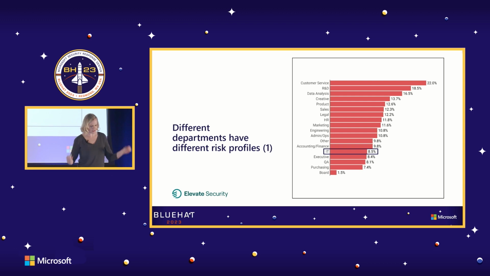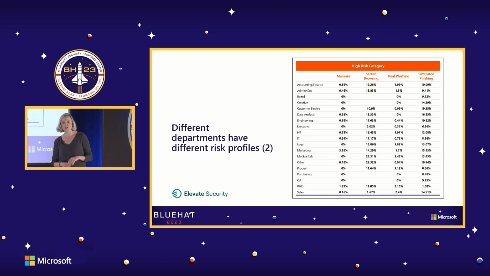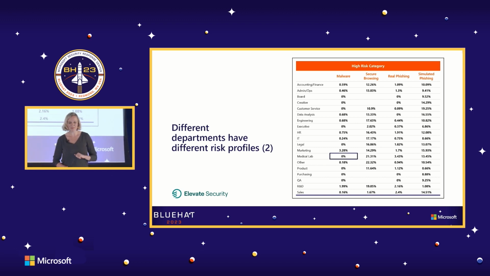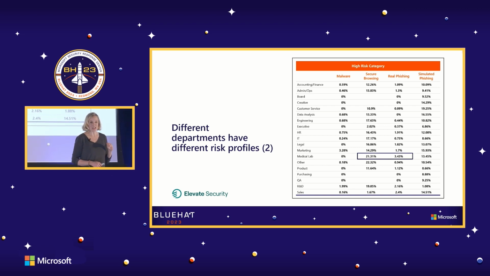We then wanted to unpack a little bit deeper and say, well, these are the number of high-risk users across all behaviors. Do the types of behaviors change? So there's a lot of data on this, and if you would like to dig in, you all have access to the slides. But I wanted to point out a couple of things. Medical lab, zero instances of malware, and egregiously high numbers. In fact, they take the chart on secure browsing and real phishing. So not all risk is distributed evenly.